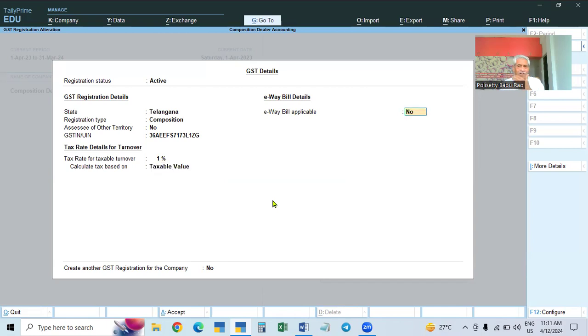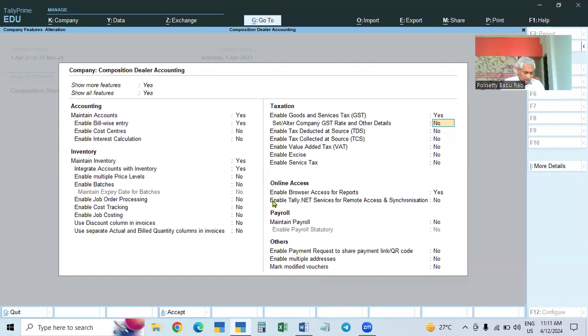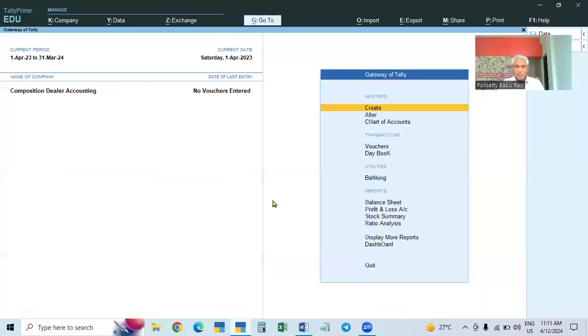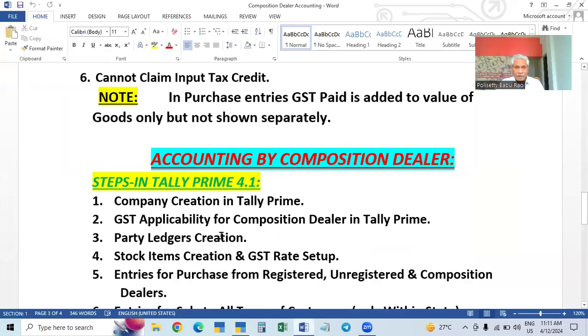For the e-way bill, in any case, if the amount is more than 50,000, we have to send the e-way bill. Okay, and then accept. So what we did: first we created the company, and GST, the goods and services tax, is made applicable to the composition dealer.